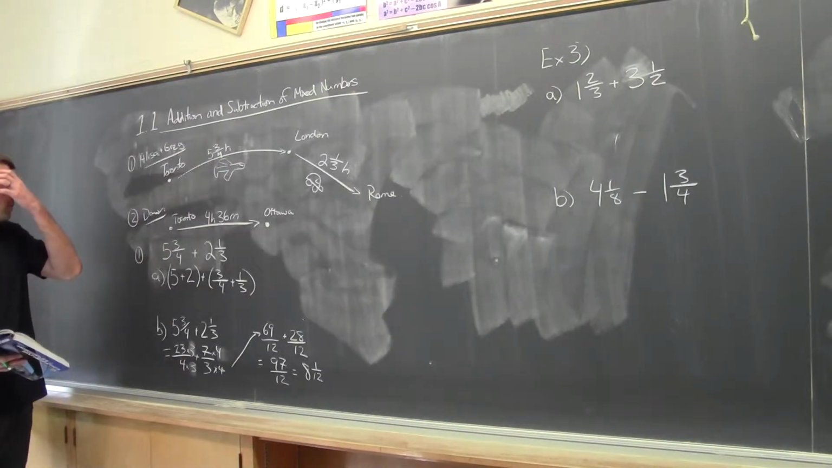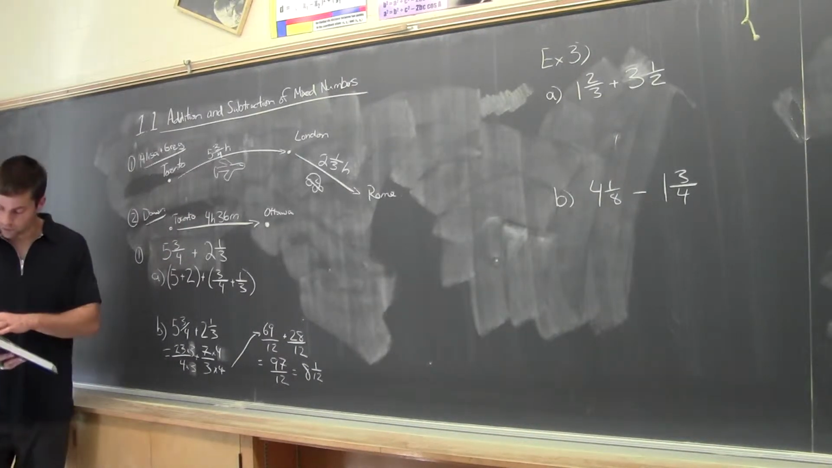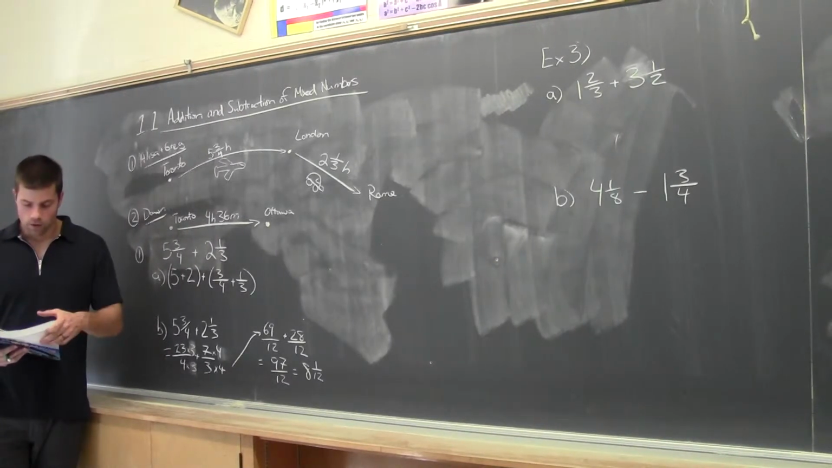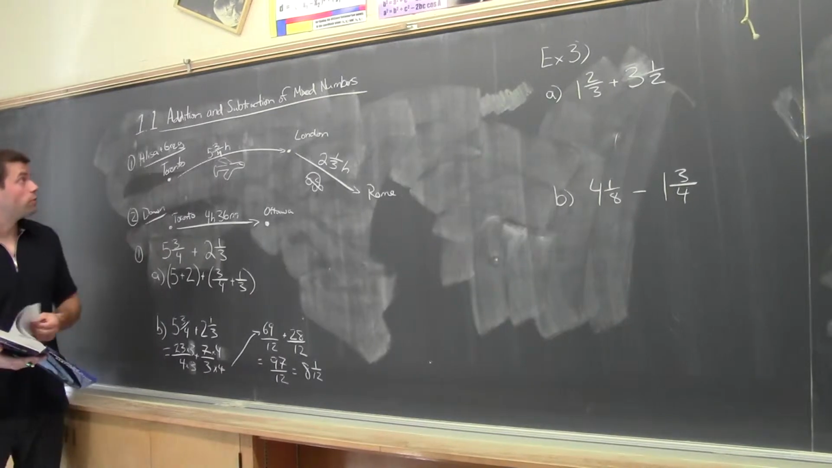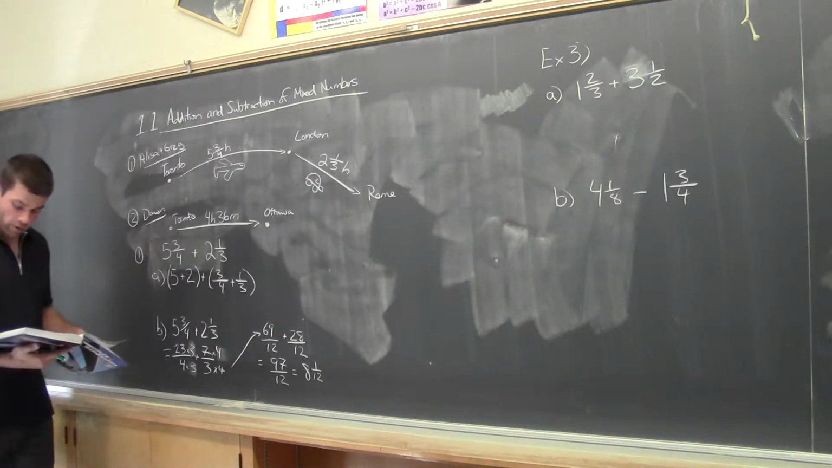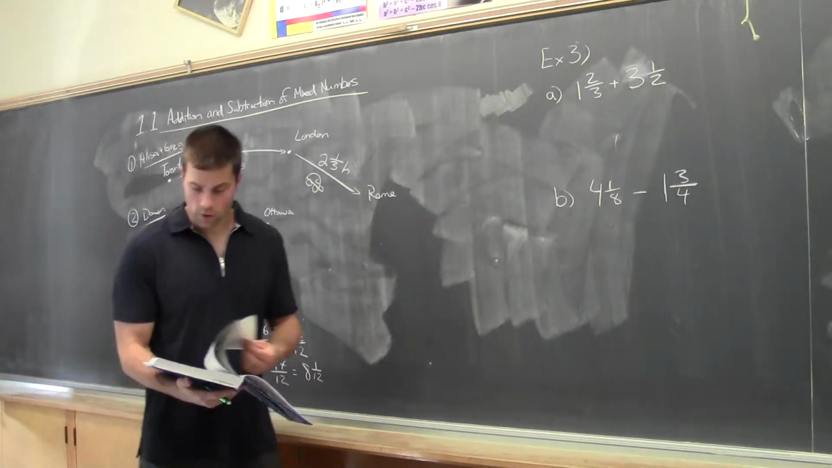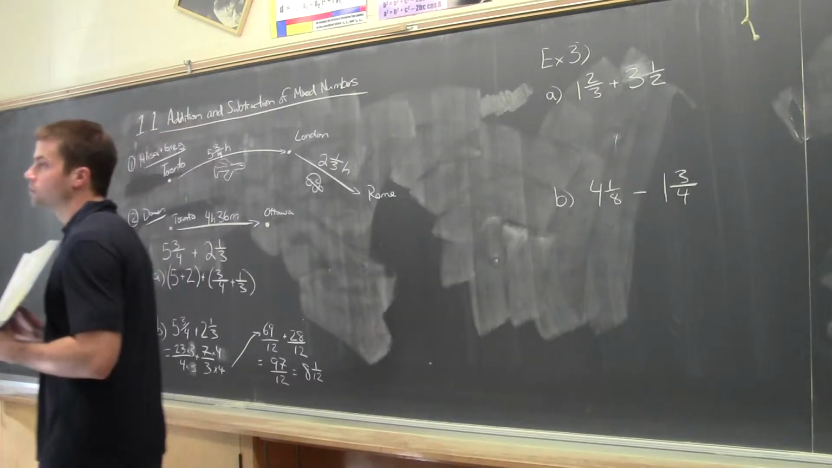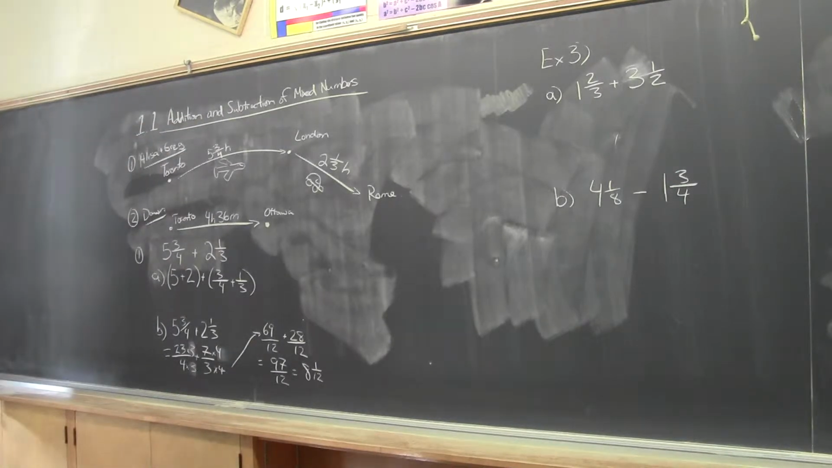Okay, so this is section 1.1 in your textbook, the very beginning of our grade 9 academic class. We are looking at, first and foremost, addition and subtraction of mixed numbers. Alright, so we have a problem. All the examples I'm going to do are going to be straight from your textbook, okay? So if you do miss a class or you miss a section, you can just use the textbook.